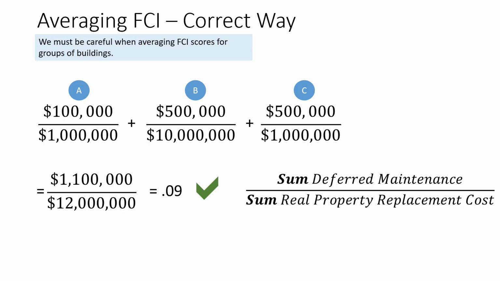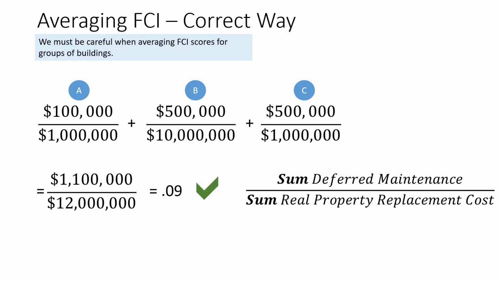When we are assigning an FCI score to a group of buildings, there's a couple of different ways to do it, and we have to be really careful. This is the way that we create an overall portfolio score at National Defense. In this example, we have 3 assets, A, B, and C. We can see their different values.